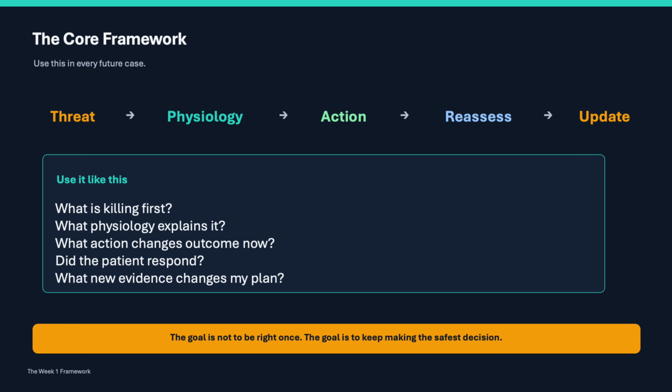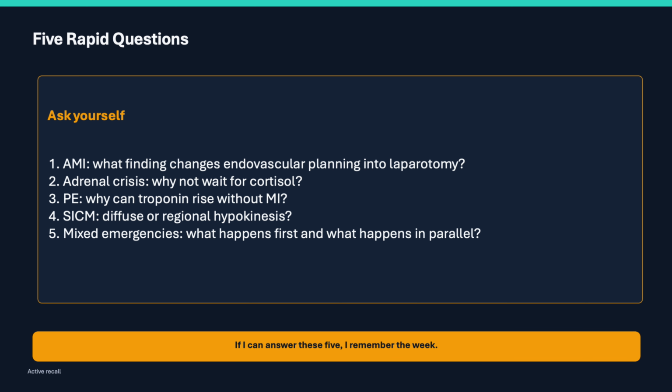This is the framework I want to carry into future clinical thinking lab cases. Threat, physiology, action, reassess, and update. The goal is not to be right once. The goal is to keep making the safest decision as the patient changes. Now let us finish with 5 rapid recall questions. Let's pause briefly after each question and try to answer before I explain.